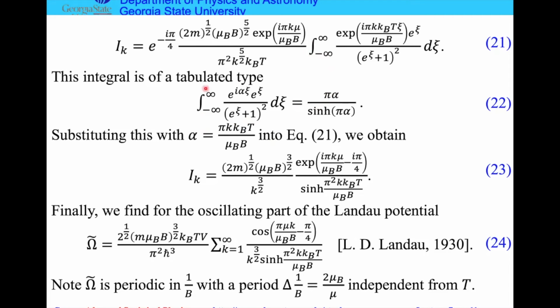Because pi can be converted to an Euler beta integral and calculated precisely. So it is pi alpha divided by sine hyperbolic of the same. And alpha is the coefficient at i psi. So it is pi k over mu_B T. So this pi gives me pi squared.